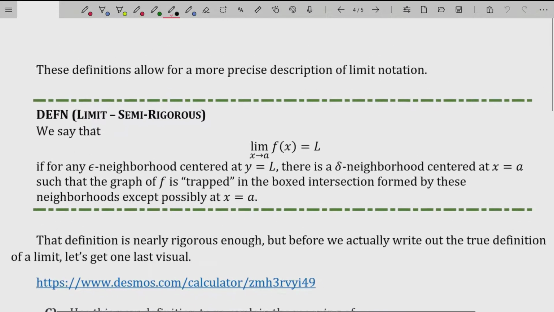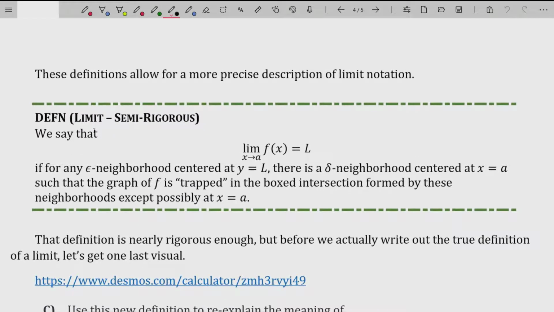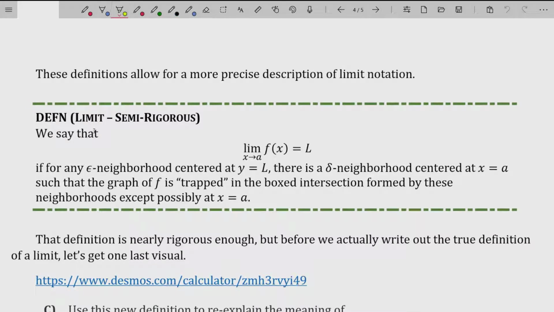So in this case, we say that the limit as x approaches a of f of x is equal to L means that if for any epsilon neighborhood, so that's the word that we've just introduced, so any vertical neighborhood centered at that L, so again, you can rewind the video and see we were centering our vertical neighborhoods at some value y equals L. They're called epsilon neighborhoods.